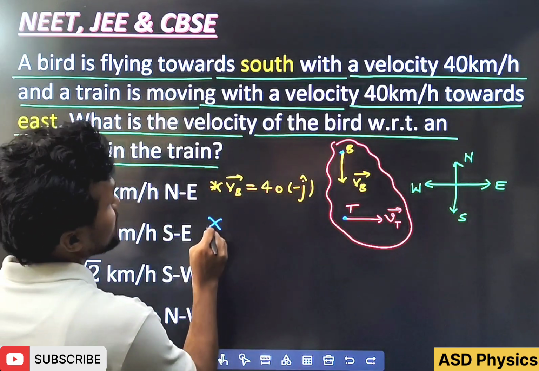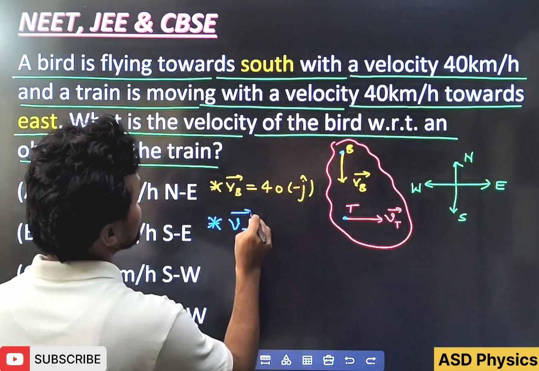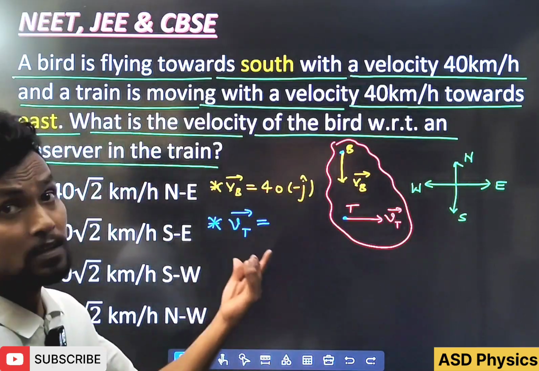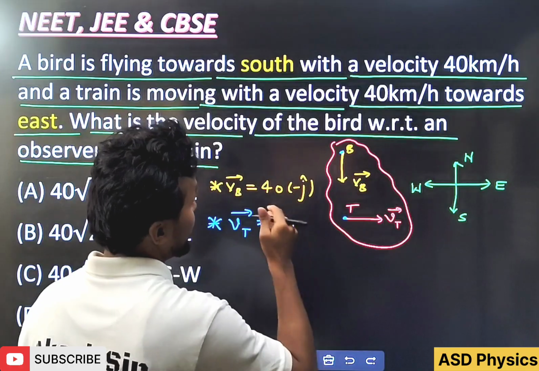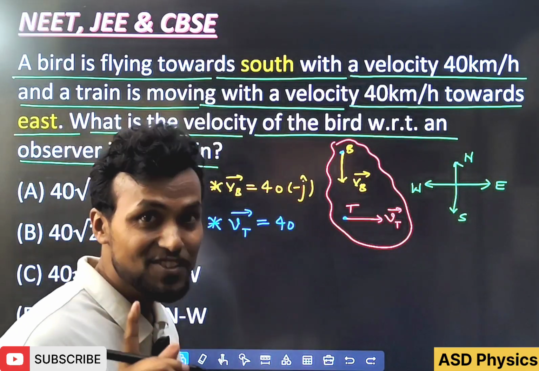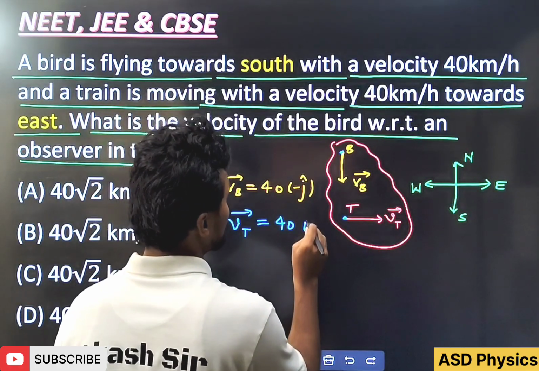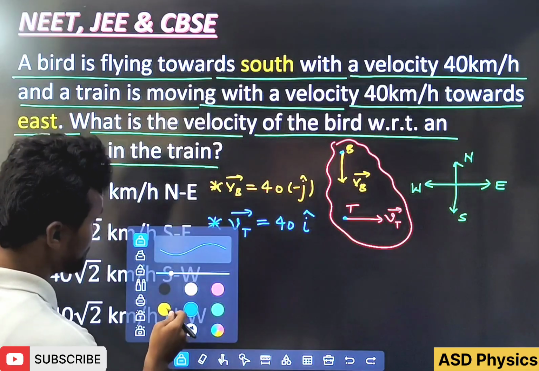Okay, so what is the velocity of the train? We can write here, see, the velocity of the train is given by magnitude, same only, 40. So see here, 40, and along the x direction, what is the unit vector? I cap. So 40 I cap.